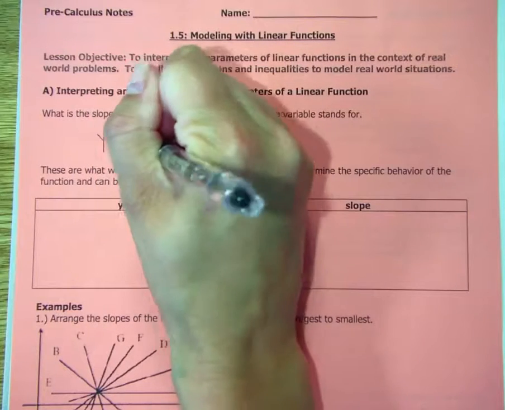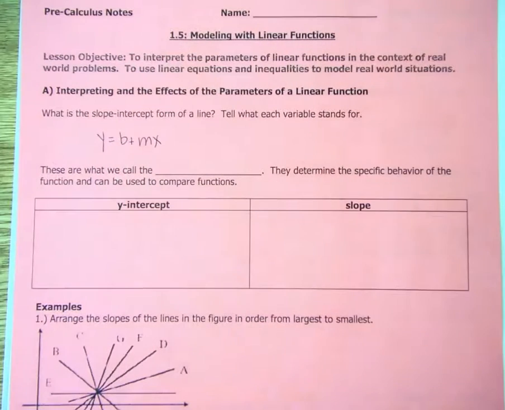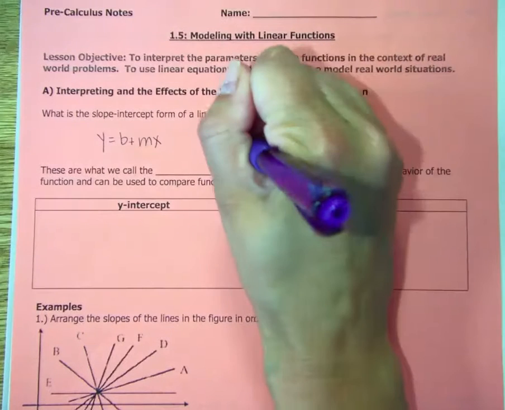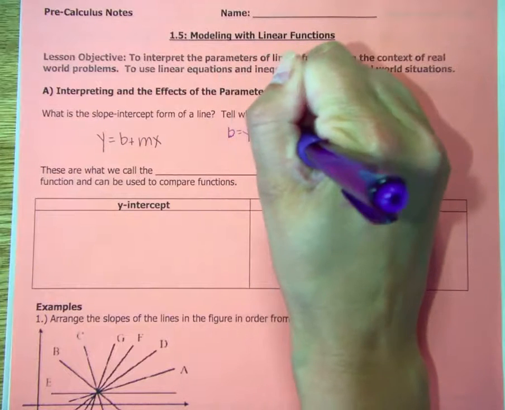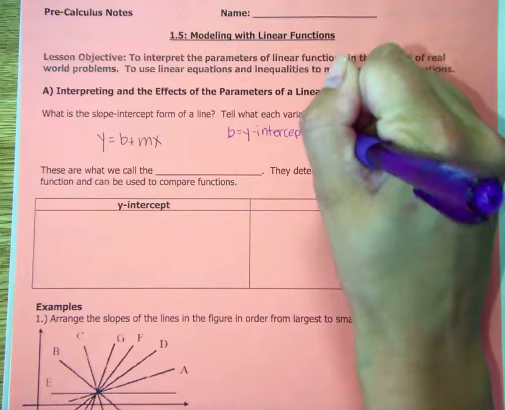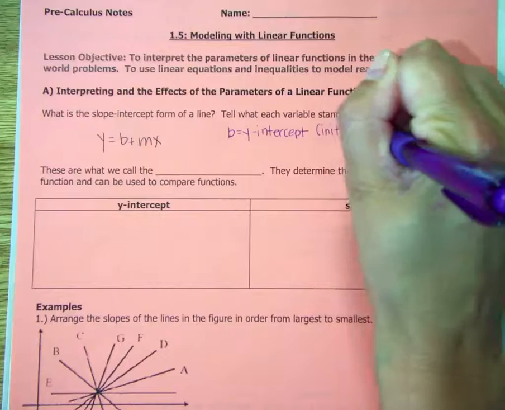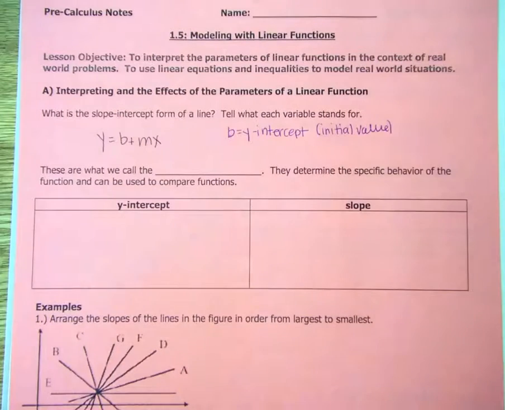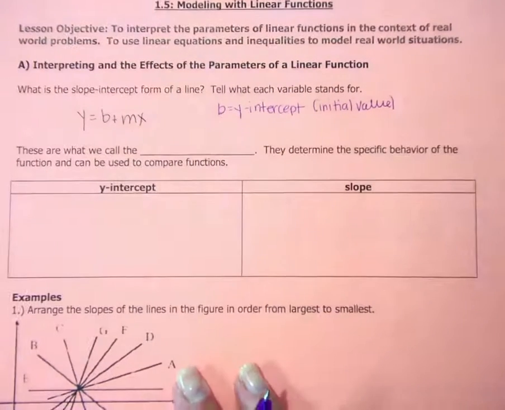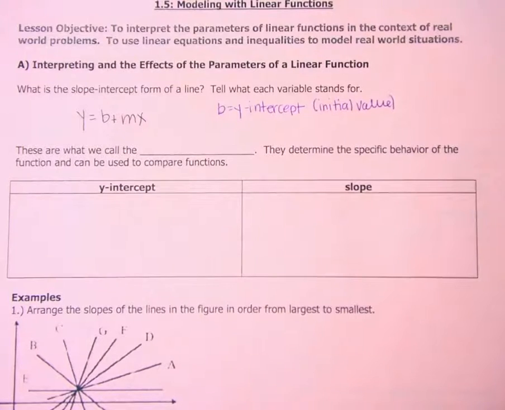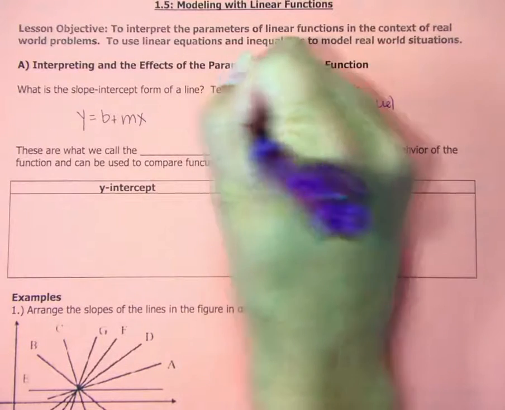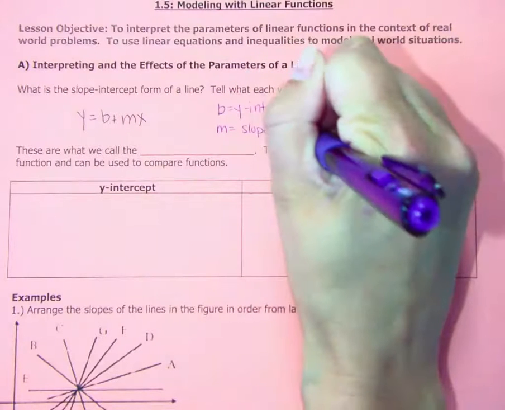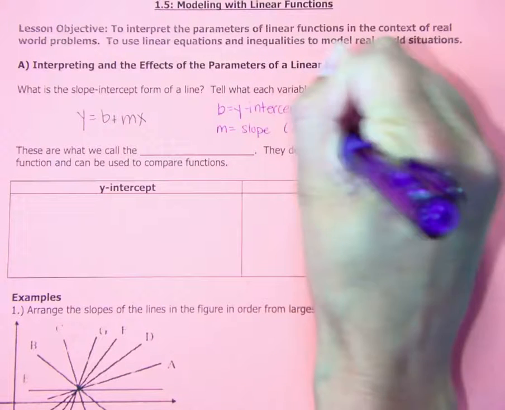Slope-intercept form of a line. We've talked about why we write that y-intercept first. So that value of b is our y-intercept. We want to think about that being the initial value when we talk in a real world context. And then we know that m is our slope. We've also defined that as rate of change.